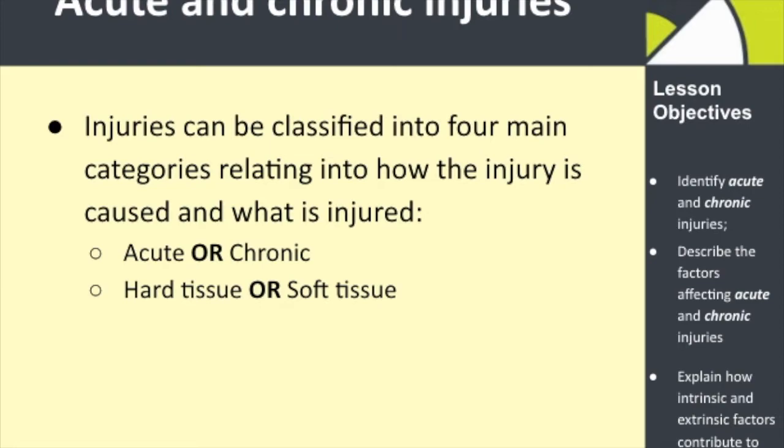Right, before we get into the specifics of injuries that we need to cover for the course, we just need to go over these two points: an acute injury or a chronic injury, and a hard tissue injury or a soft tissue injury. So each injury that we cover is going to be classified under those four criteria.